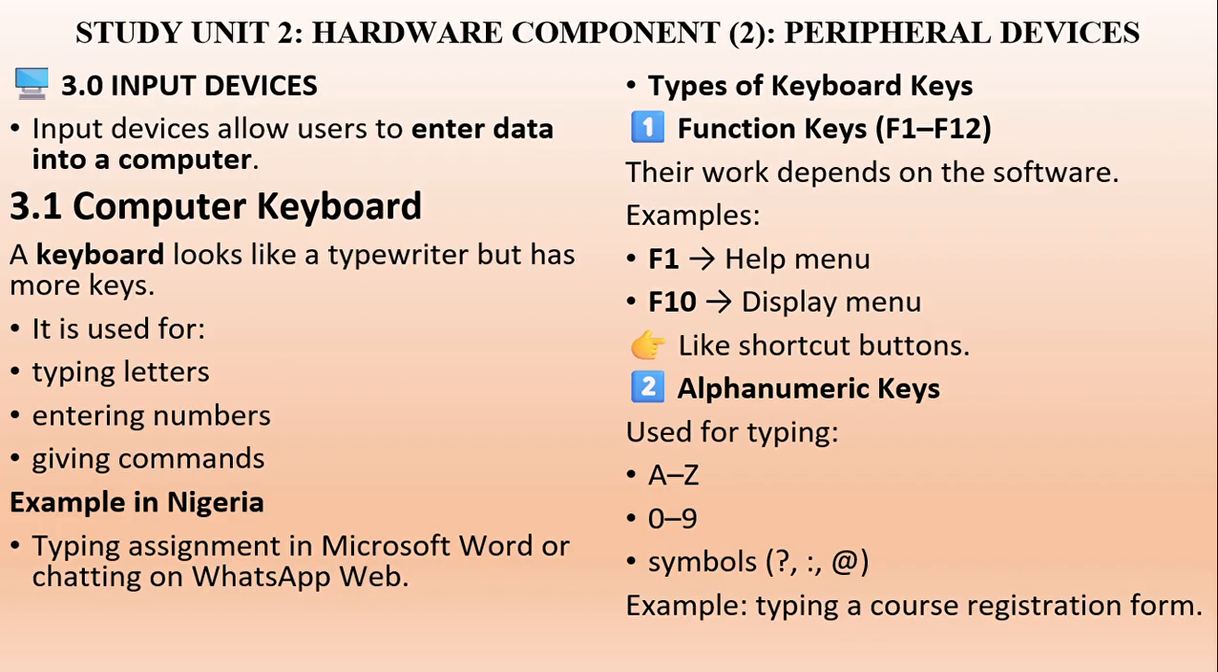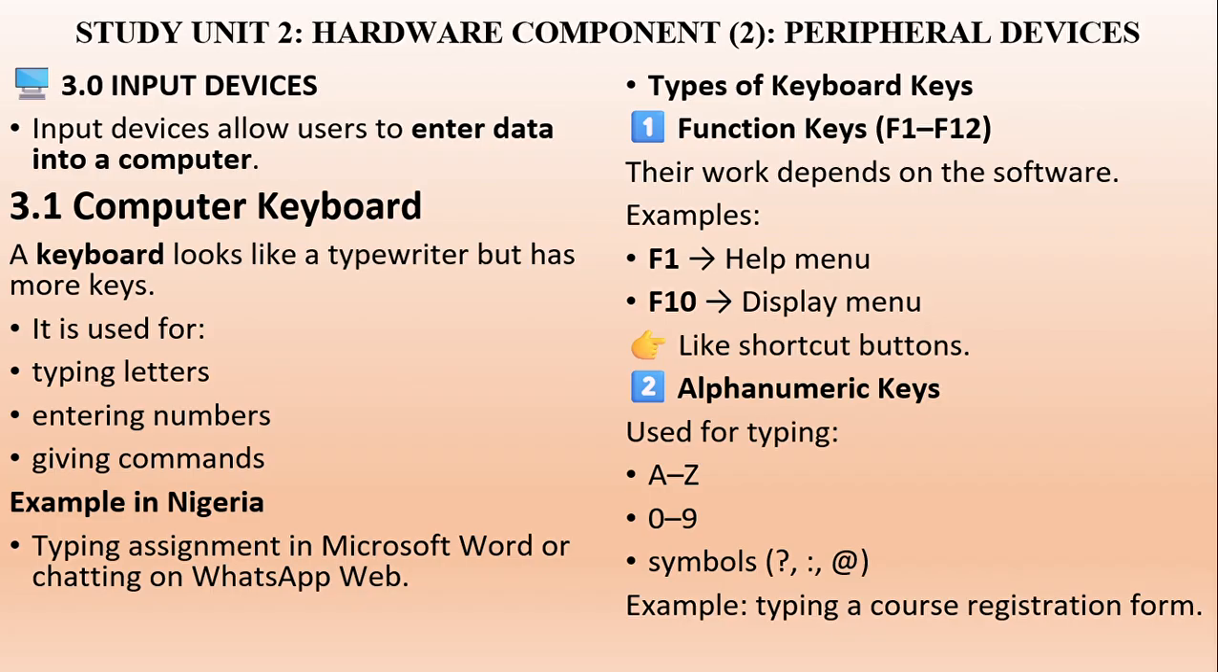You might be using a particular software that will tell you that if you need help, press F1. You might be working on another software and it will tell you that if you need help, press F7. So it depends on the software you are working on. F1, for an example, means help menu. For the majority of software you might be working on, F1 simply means help. While F10 displays a menu. If you click on F10, it will display a menu for you on the software you are working on. So function keys are just like a shortcut button.